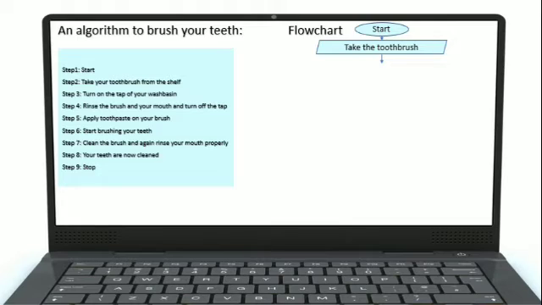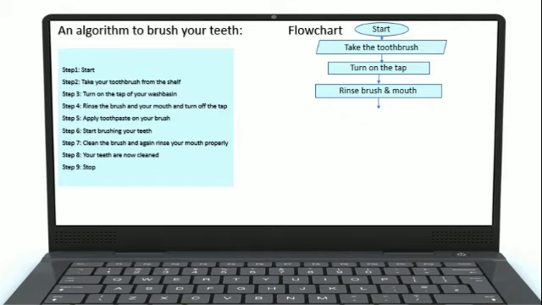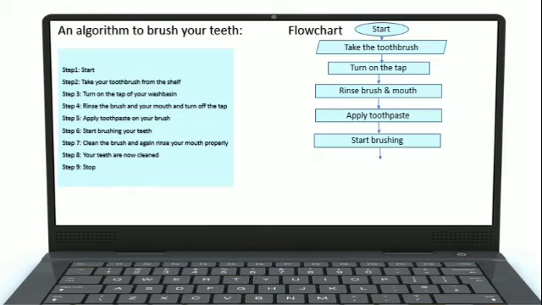Turn on the tap, rinse the brush, rinse the mouth, turn off the tap. These are all the steps. So these will all be written in the processing box, and that is of rectangular shape. Turn on the tap, again one more processing box, rinse the brush and mouth. Apply toothpaste, rectangular shape box, that is the processing box.